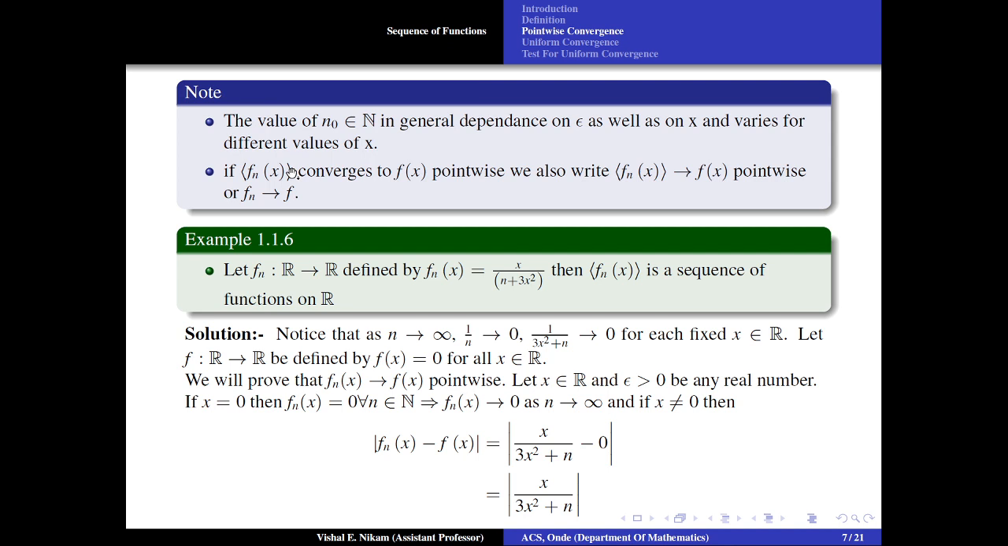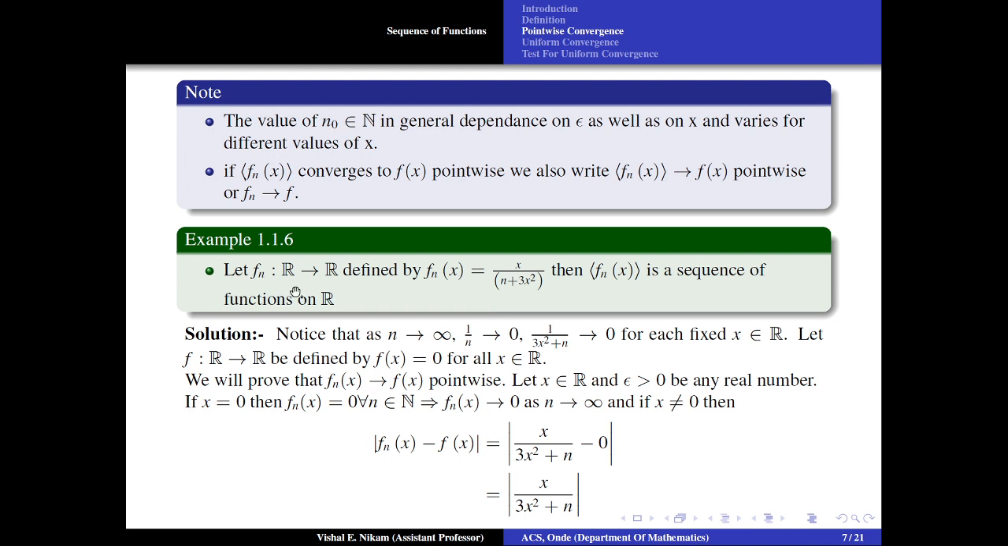Yes, there are two remarks in pointwise convergence: N depends on both epsilon and x, and it varies if I change x. And these are the notations for pointwise convergence.